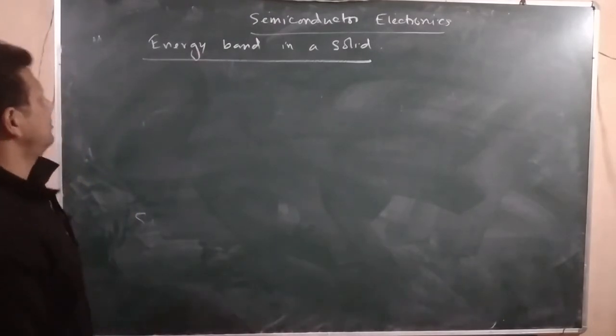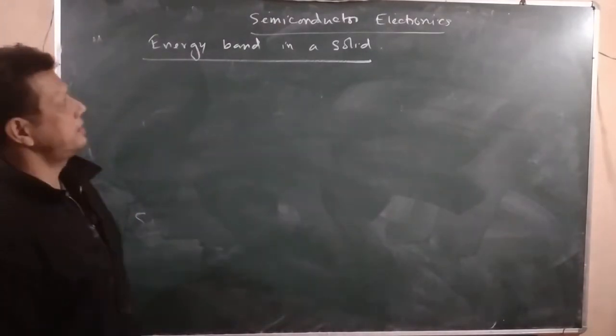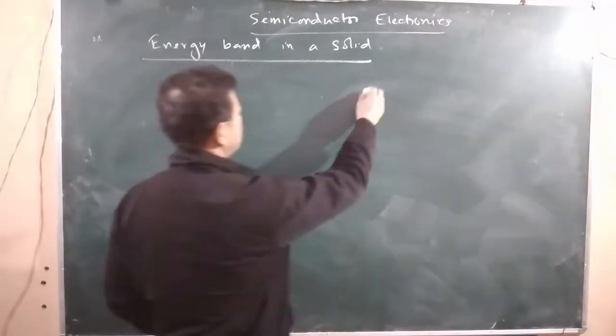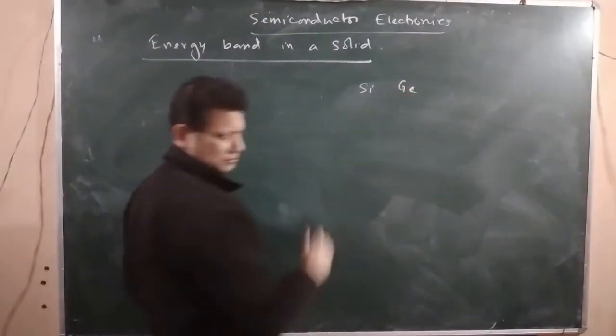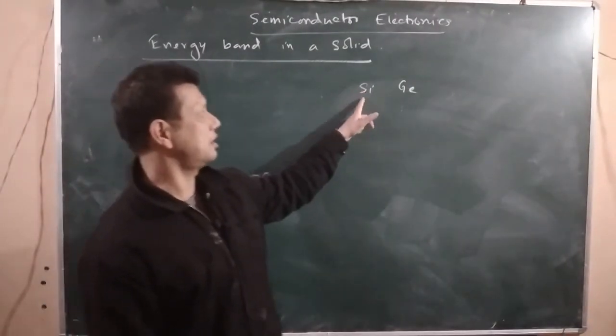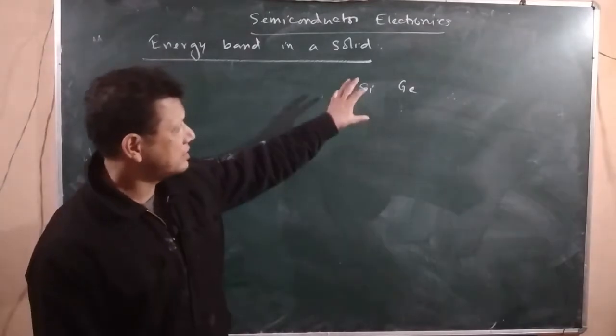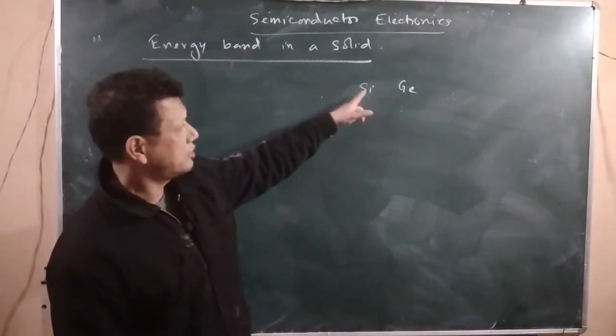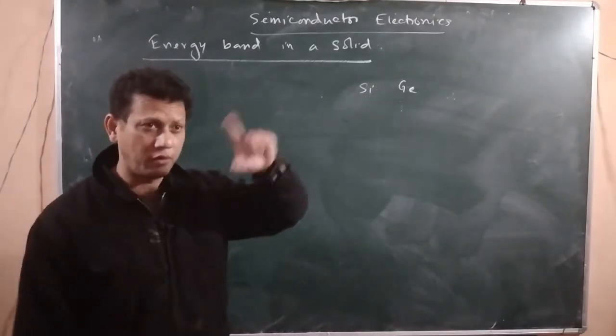As for example, the most abundantly found and most commonly used semiconductors are actually silicon and germanium. It is the most abundantly used semiconductors. It is silicon and germanium, and both are tetravalent. Now, tetravalent element means the atom of silicon or germanium has 4 valence electrons.